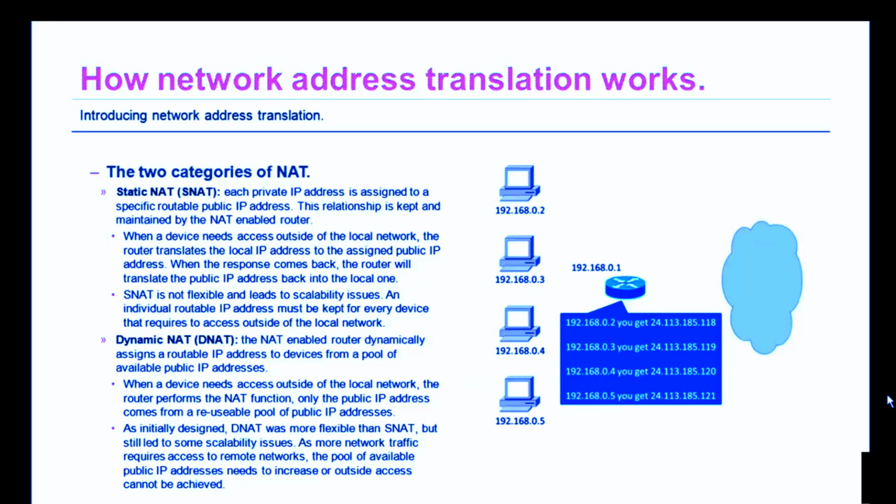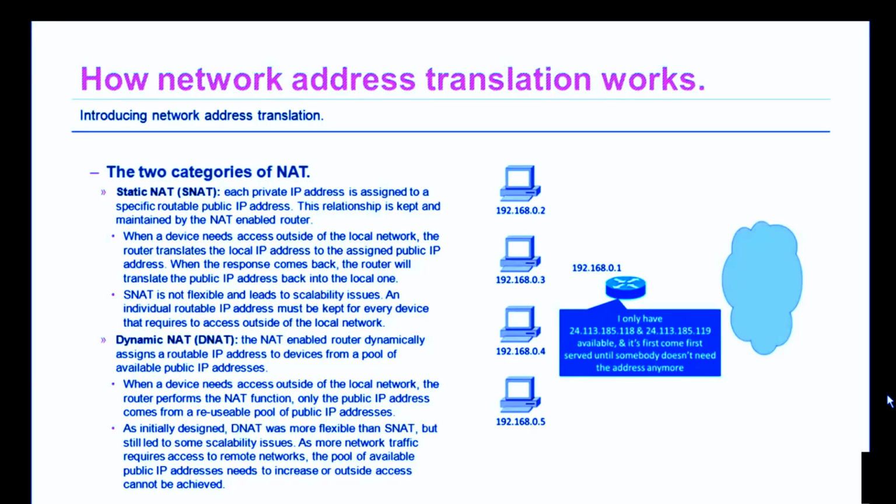An individual routable IP address must be kept for every device that requires access outside of the local network. So as the network grows, you need to increase the amount of public IP addresses that are under your control. That gets kind of expensive and kind of complicated. They developed Dynamic NAT to resolve some of that issue.